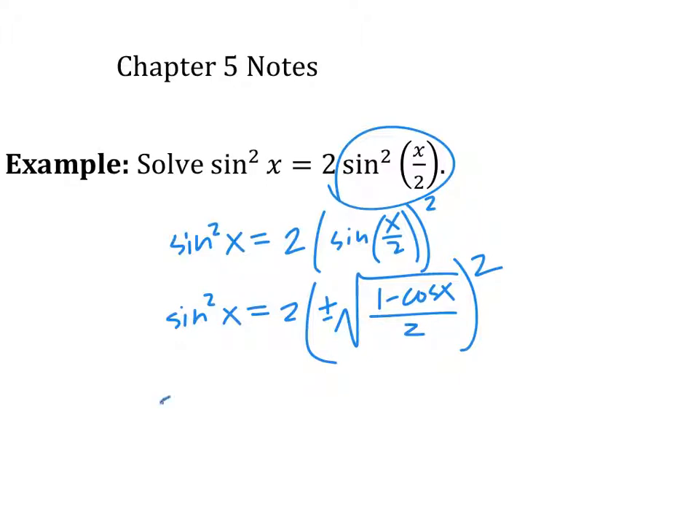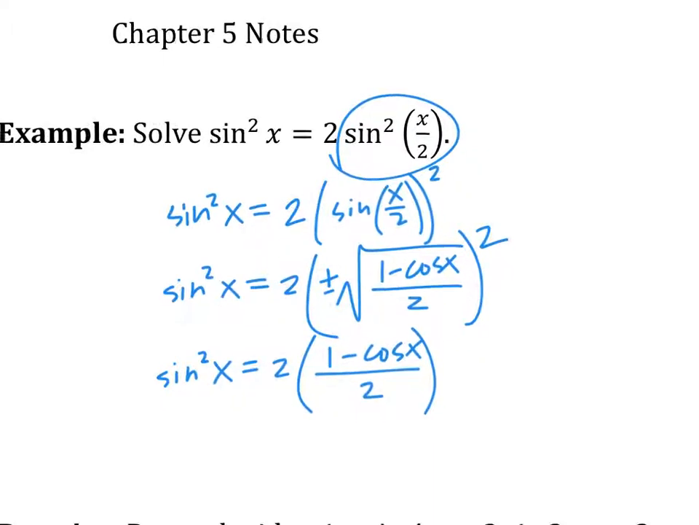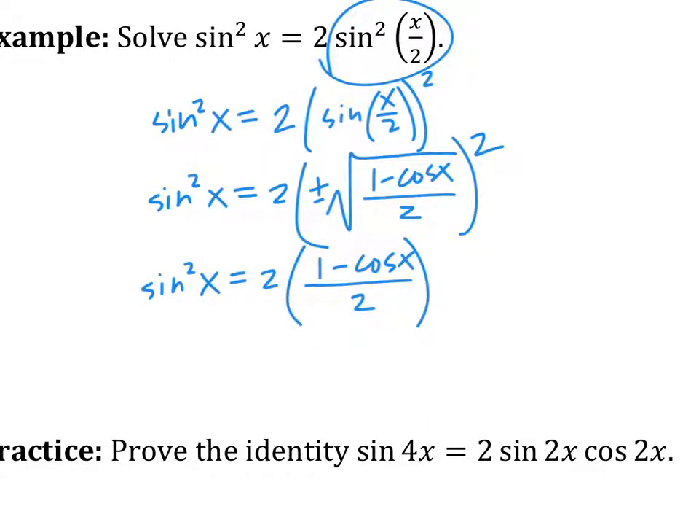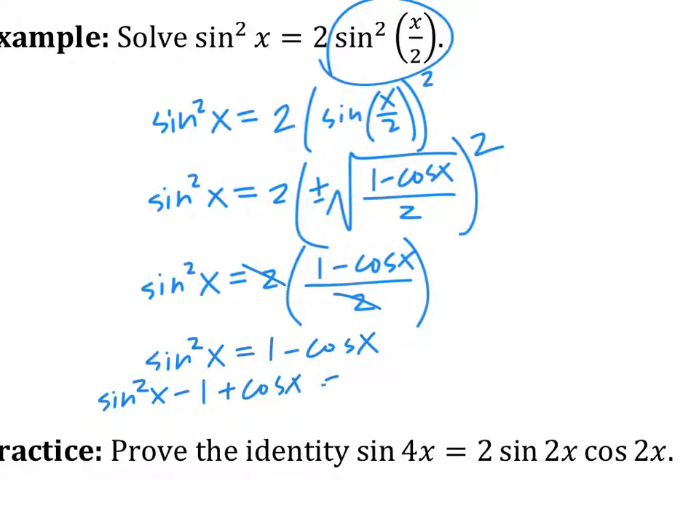All right, so this is going to be sine square x is equal to 2 times 1 minus cosine x over 2. Notice that the plus minus is gone, because when you square something, it always turns out to be positive, so there is no plus minus. And that square root sign is gone because when you square something, square root sign is gone. 2's cancel. Sine squared x is equal to 1 minus cosine x. Okay, again, when you solve something, you want to make it equal to 0. Sine squared x minus 1 plus cosine x is equal to 0.